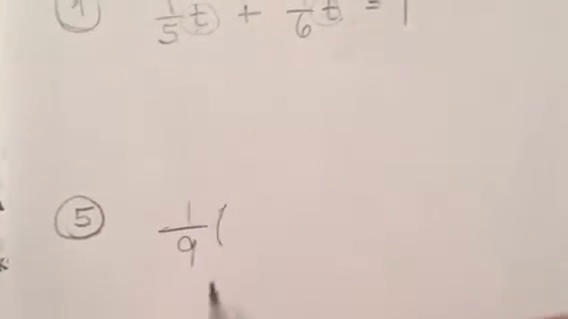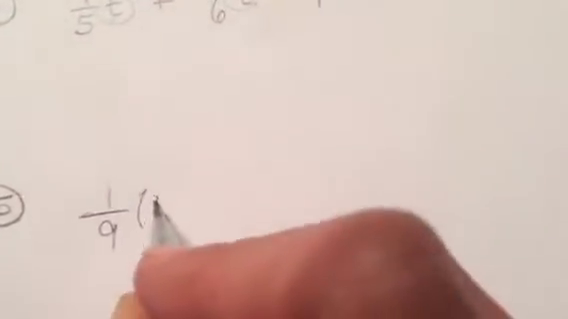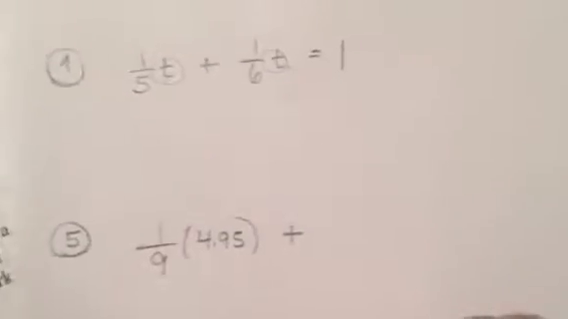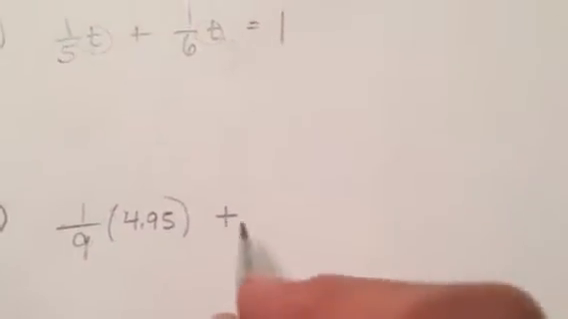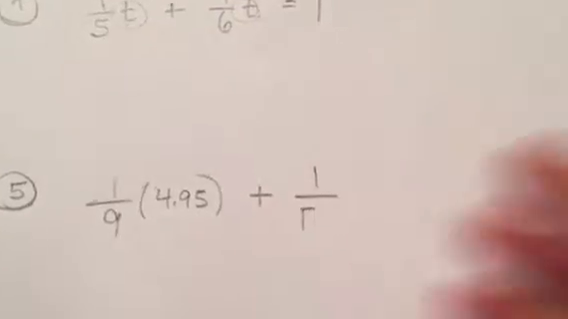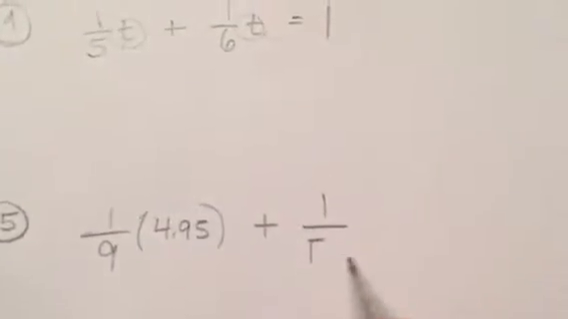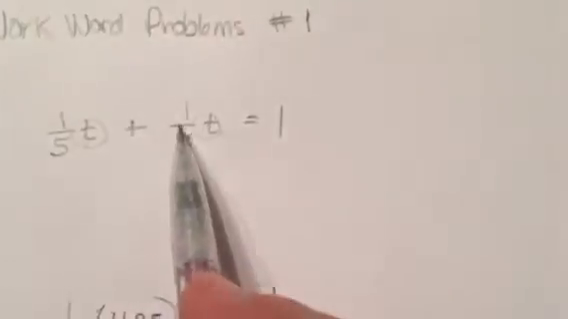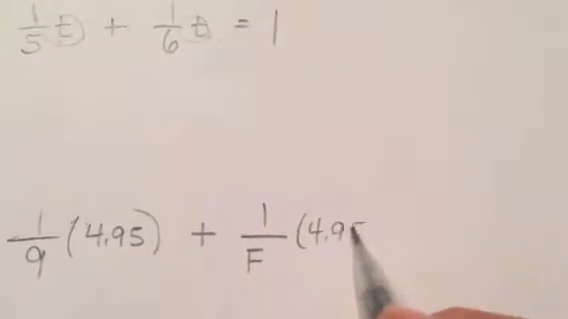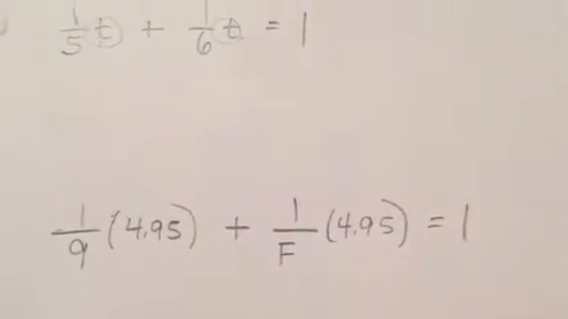But in this case, I know T. It said it was 4.95. Now, we're trying to figure out how long it takes Paul to do it alone. I would use a P, but it's going to look like the 9, so I'm going to use F for friend. Just like here, we take how long it takes him times T. This is how long it takes the friend times the time, and again, this always equals 1.